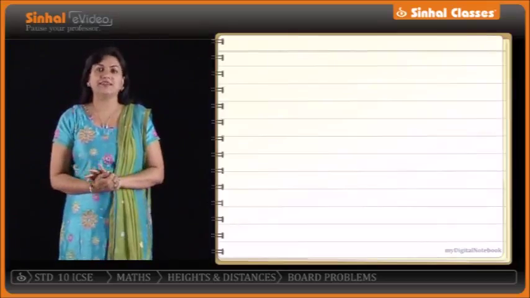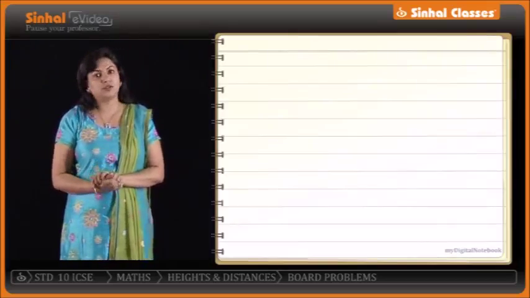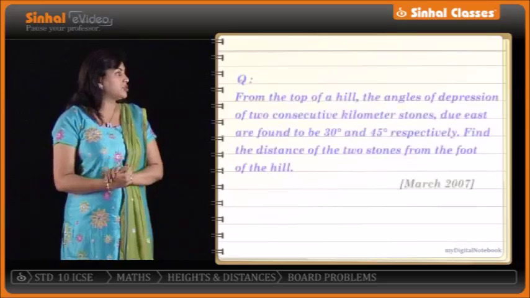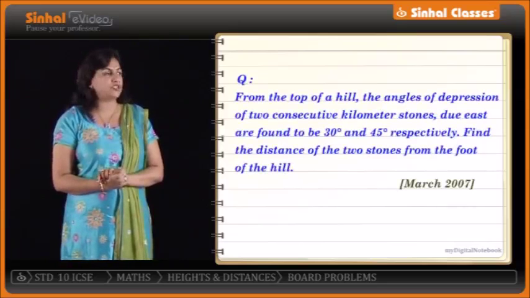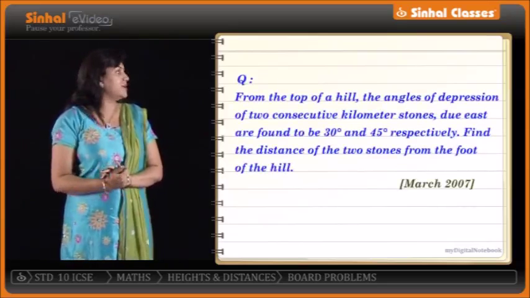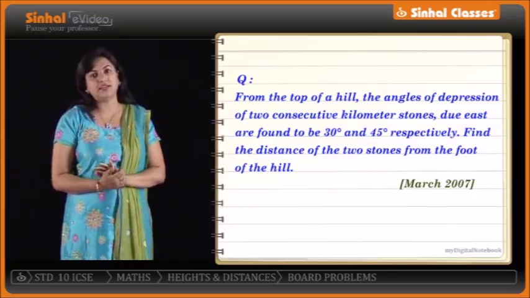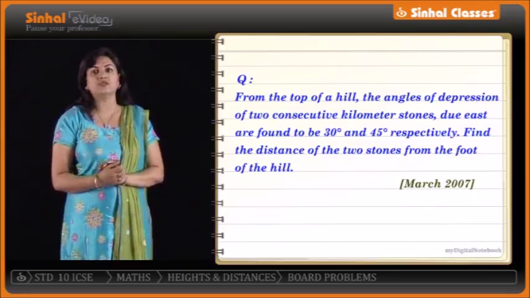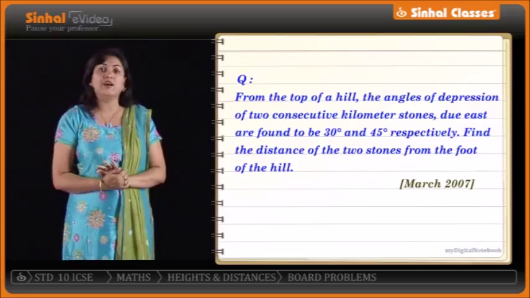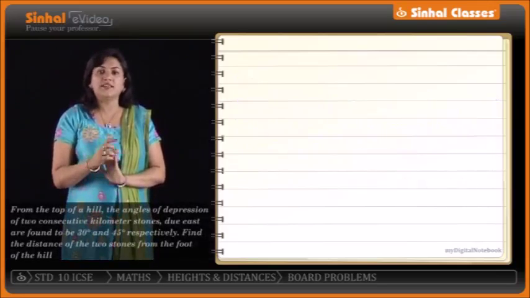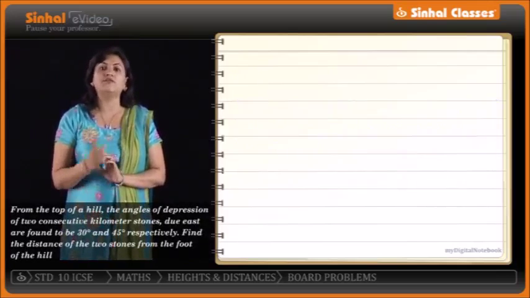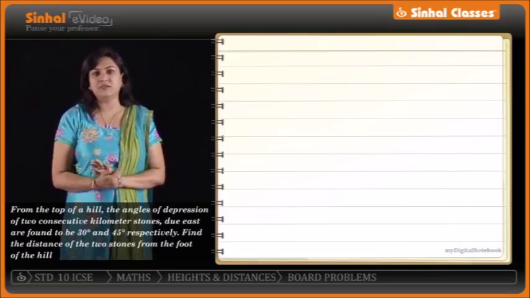Now let's look at our next board problem, which is a March 2007 board question. The problem says, from the top of a hill, the angles of depression of 2 consecutive kilometer stones due east are found to be 30 degrees and 45 degrees respectively. Find the distance of the two stones from the foot of the hill. Here we are given 2 kilometer stones. This means that the stones are at a distance of 1 kilometer, that is 1000 meters.